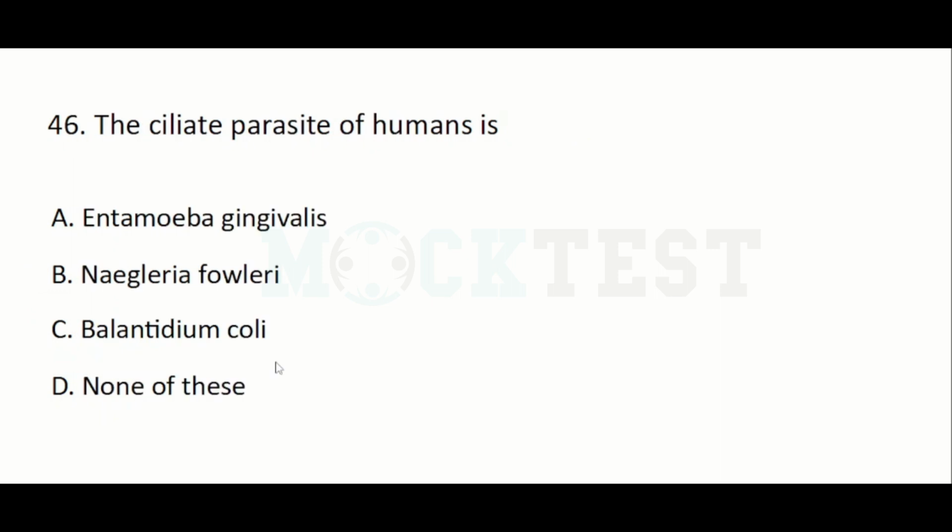Next question. The ciliate parasite of humans is option A, Endamoeba gingivalis. Option B, Naegleria fowleri. Option C, Balantidium coli. Option D, none of these. The ciliate parasite of humans is option C, Balantidium coli.